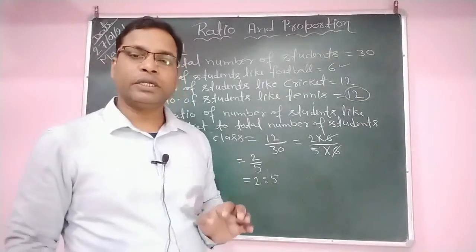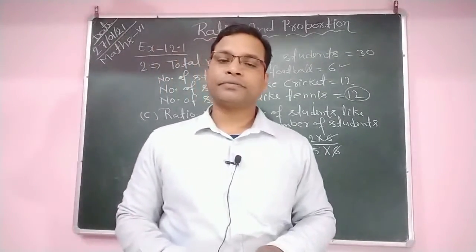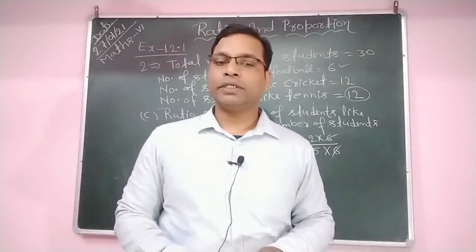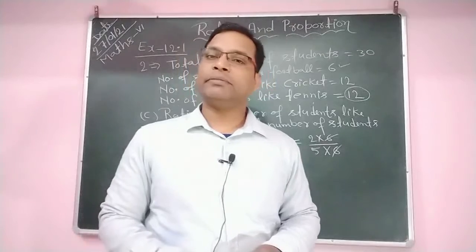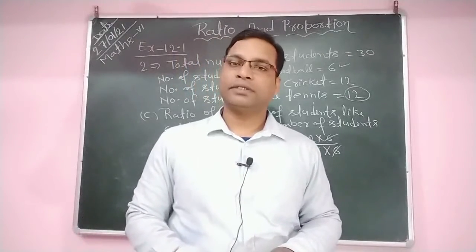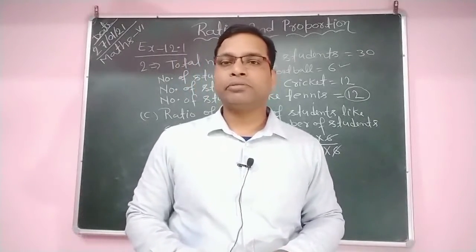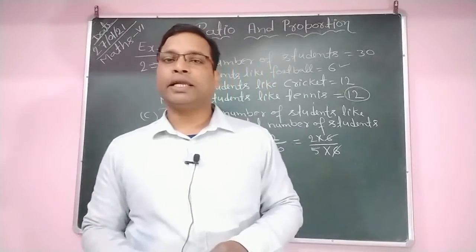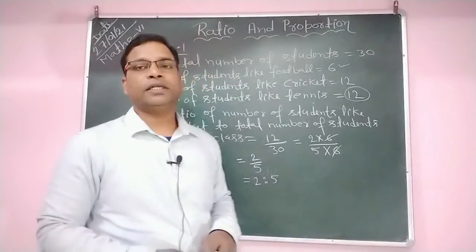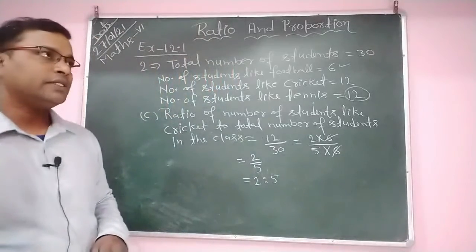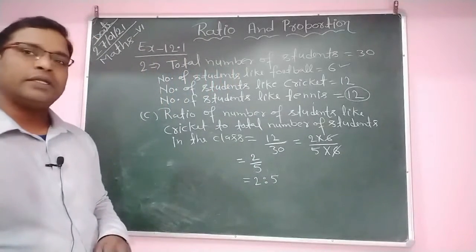In this question, it is given that out of 30 students in a class, 6 like football, 12 like cricket, and the remaining like tennis. So for the number of students who like tennis, first we add the number of students who like football and the number of students who like cricket. This is equal to 18.